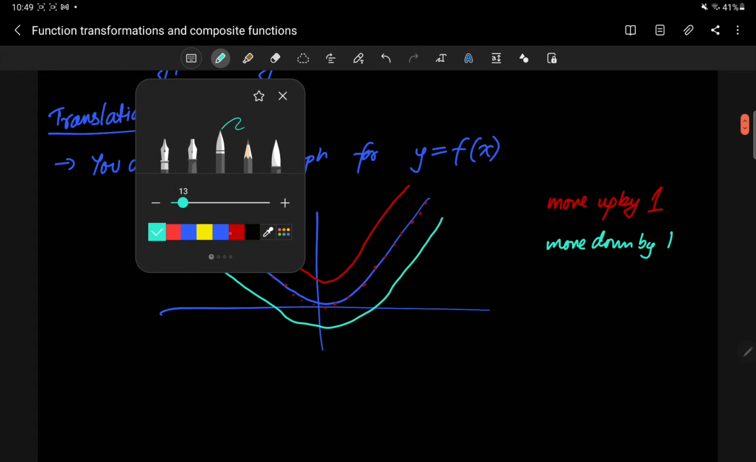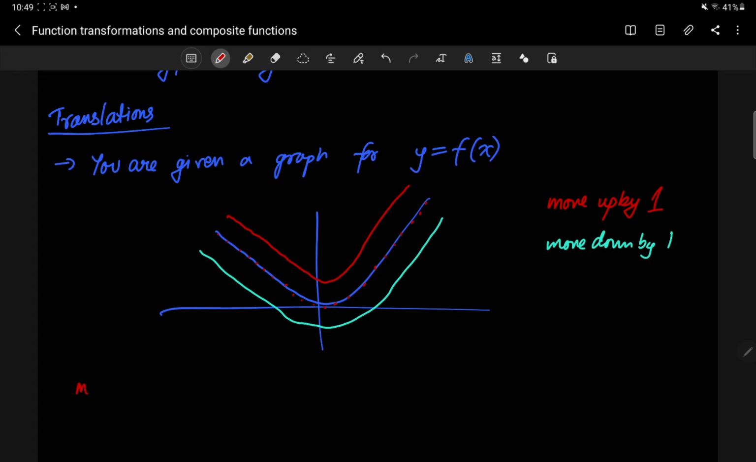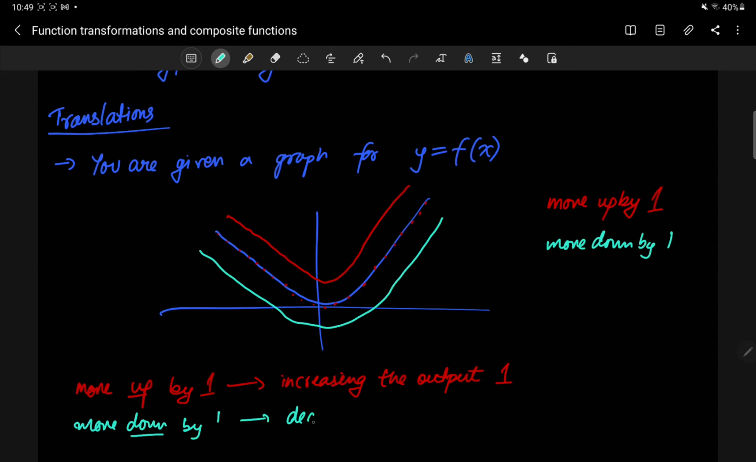Now, what's really happening when you move up by 1 or move down by 1? When you move up by 1, that really means you are increasing the output by 1. And when you move down by 1, you are decreasing the output by 1.